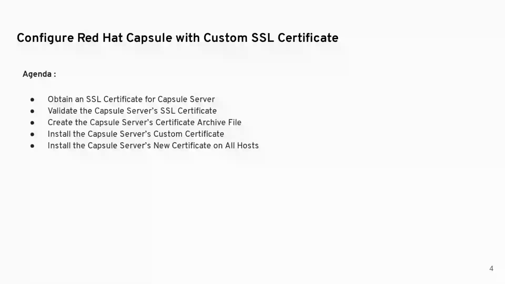Now I will be discussing configuring Capsule server with custom SSL certificate. It is mandatory if you have configured satellite server to use custom SSL certificate. You must also configure each of your external Capsule servers with a distinct custom SSL certificate, or else the communication between satellite and Capsule will break. It is also mandatory that the same certificate authority that signed the cert for satellite server must sign certificates for the Capsule server.